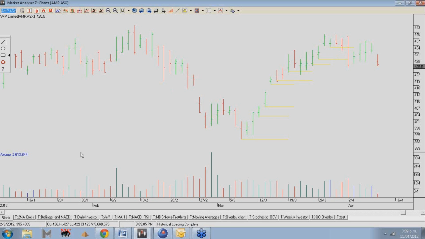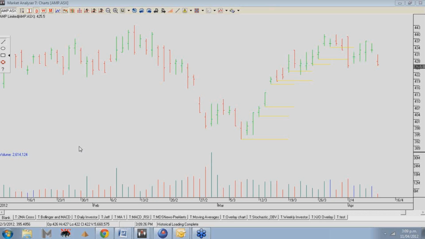Is it possible to show the stop loss adjustment in the accounts section? Not at this stage. The portfolio manager is currently being worked on. There's a new portfolio manager coming out which will give more functionality in that area. But at this stage, it's not possible to show the price level.